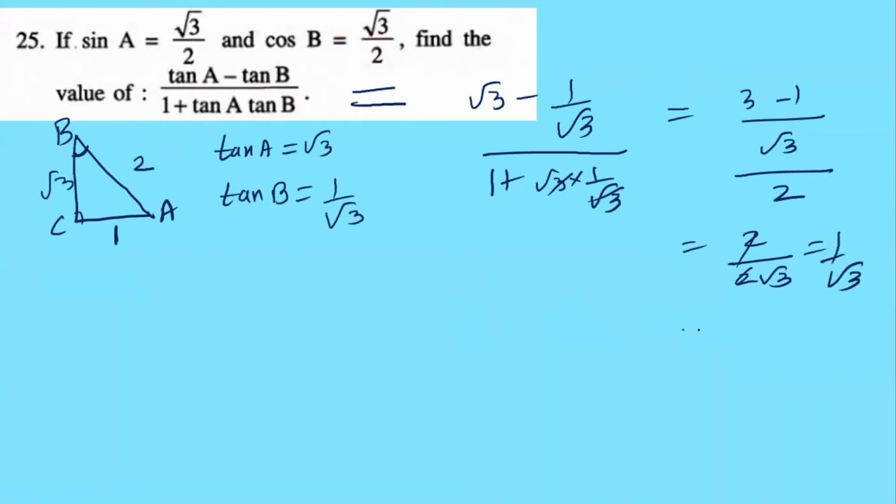We can keep this as 1 upon root 3 or we can rationalize. So the rationalizing factor is root 3 now. So this becomes root 3 by 3, since root 3 into root 3 is 3. So either we can keep this as our final answer or this one as our final answer.